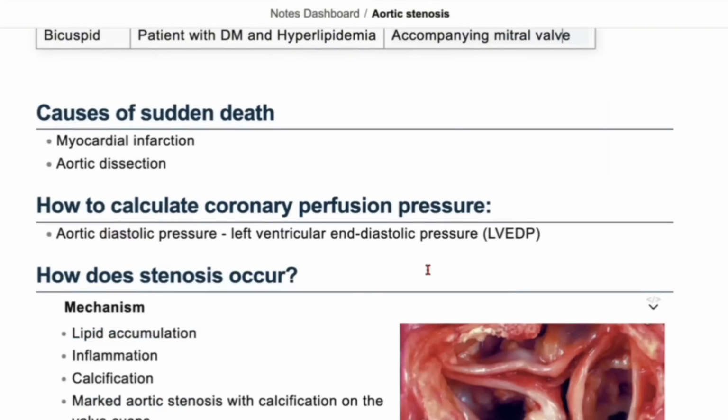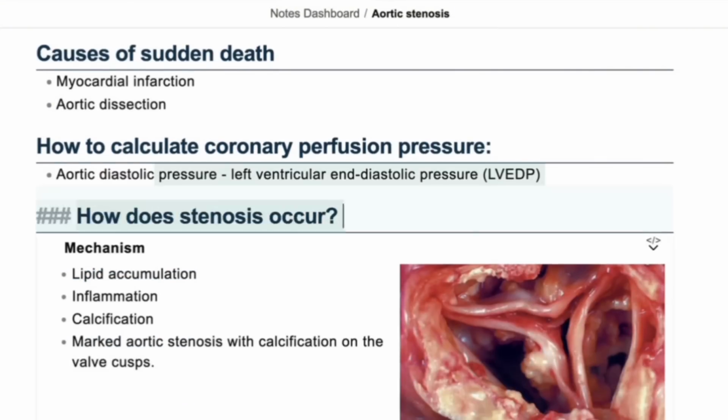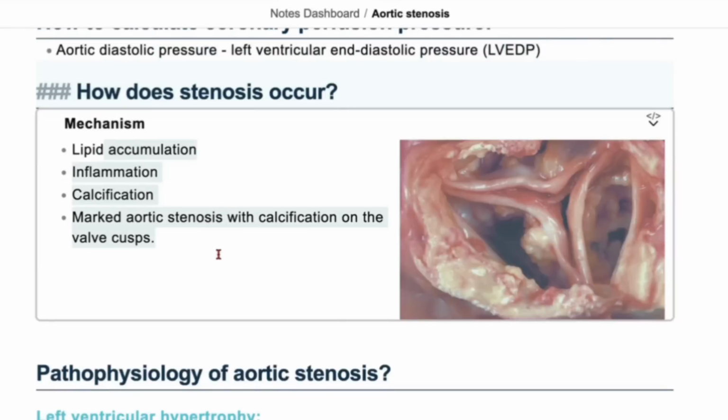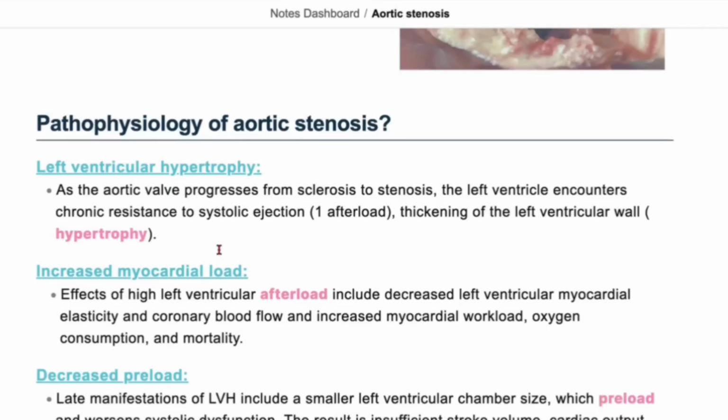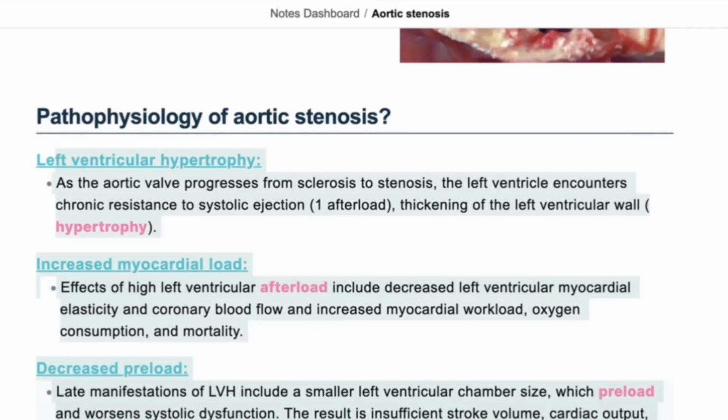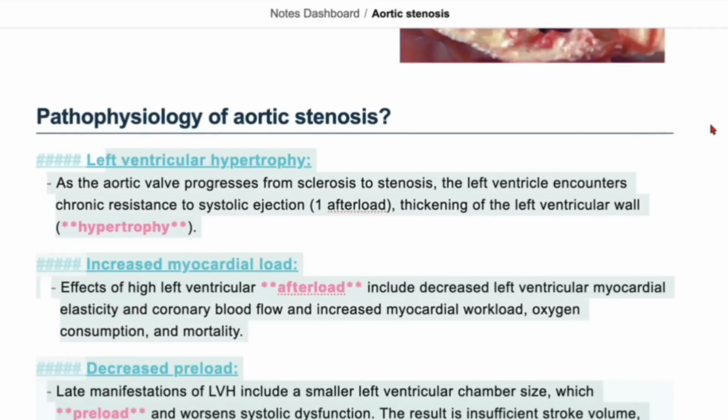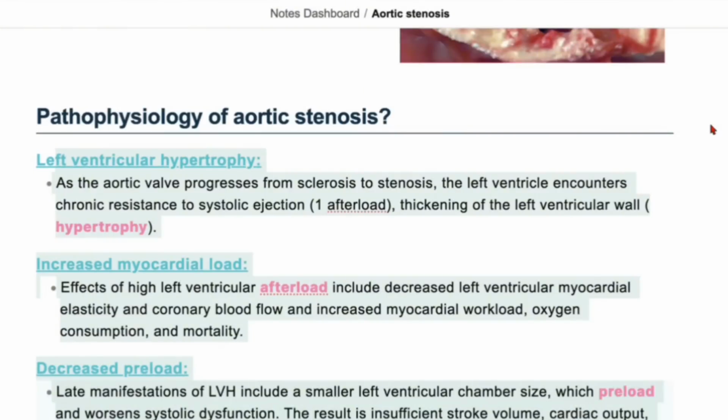Cause of sudden death, you mentioned it very well. You can just go to the point as well, but I think you mentioned it very well. Again, you talk longer, so use the headings. You just go for the headings first. So the pathophysiology can be divided into 3 points: left ventricular hypertrophy, increased myocardial load, and decreased preload. And then you can go into the details of that, and you can explain whatever you want.